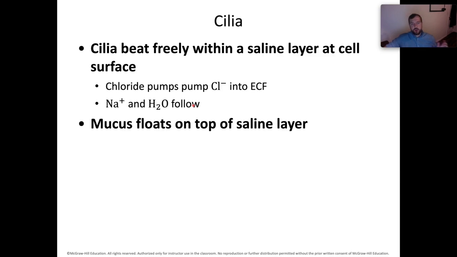So cilia will normally beat freely with a layer of saline at the cell surface. This has to do with the chloride pump that pumps chloride into the ECF and allows for the expulsion of sodium and water, and that allows this mucus layer to float on top of saline. Just a quick little tidbit for you. This explains the pathology of individuals with cystic fibrosis. Individuals with cystic fibrosis have a mutation in the gene for this chloride pump. So because they can't pump chloride correctly, their cilia can't beat correctly, and they get that thick mucus caught up in their lungs that they can't cough up.